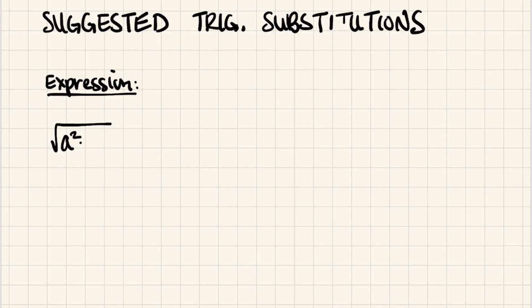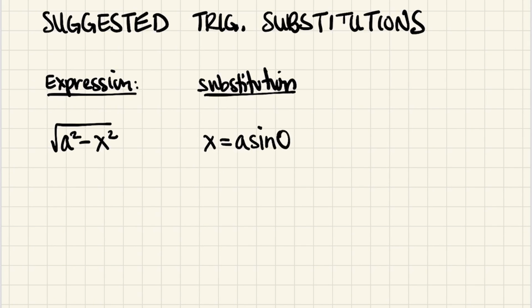All right, if you have a difference of squares, a squared minus x squared, then the suggested substitution is to let x equal a times sine of theta. Now, a is a constant here, so for instance, if you had something like 16 minus x squared, then a squared being 16 tells us that a would be 4, so our suggested substitution is x equal 4 sine theta.